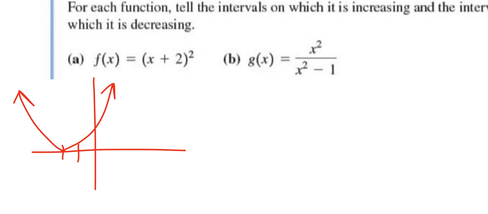So what's going on? Do we have any increasing intervals? Any part of that graph increasing? All right. From -2, all right, to what? To infinity.